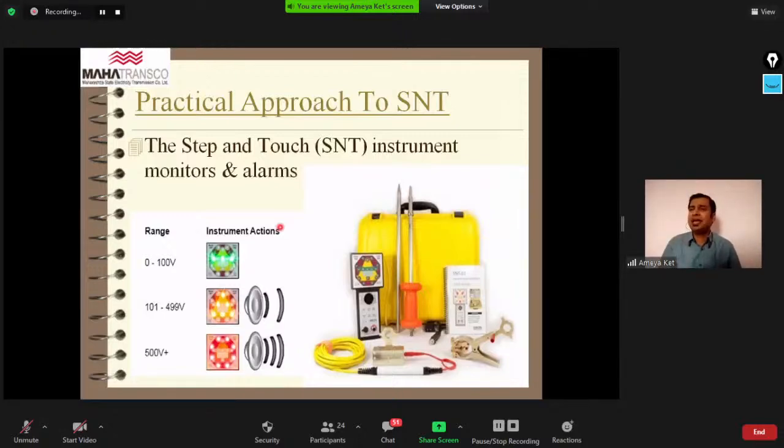For that, we have one solution: the SNT meter. This SNT meter gives us proper alarms for step and touch potential, telling us whether it is safe to climb the tower or an unsafe condition to climb. This is the case I intentionally added in today's session. This is the SNT instrument made by Delta Computer Systems.